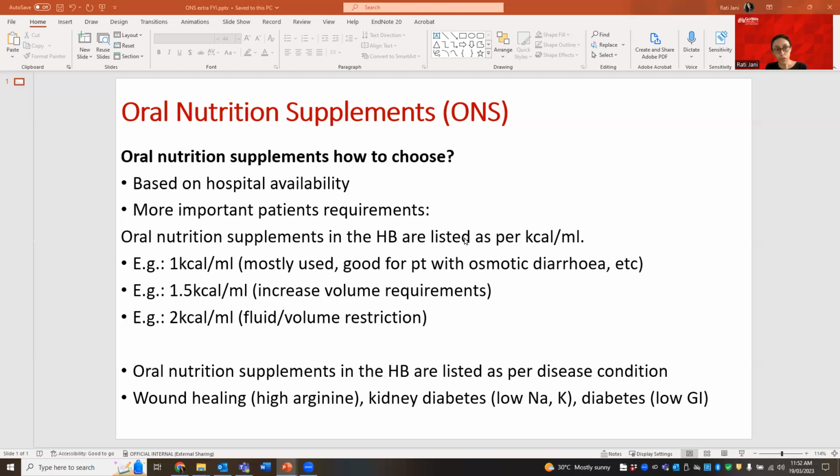So one of your teammates asked: you have this online module lecture on oral nutrition supplementations, and how do you choose which oral nutrition supplement to provide to a patient? So there are a few parameters over here to think about. The first one is that in real life, in practical life, this is based a lot upon the hospital availability.